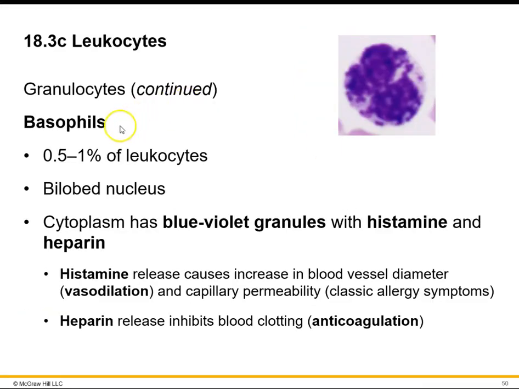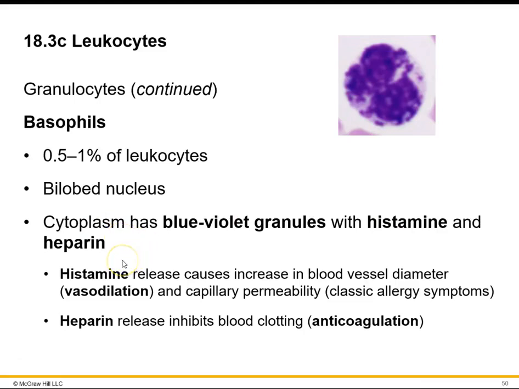All right, next you have the basophils. This is an even smaller percentage of white blood cells, again with the bilobed nucleus. You can't really see it very well here, but this is one lobe and this is the other lobe. You see those prominent granules throughout the cytoplasm. Those granules contain histamine and heparin.